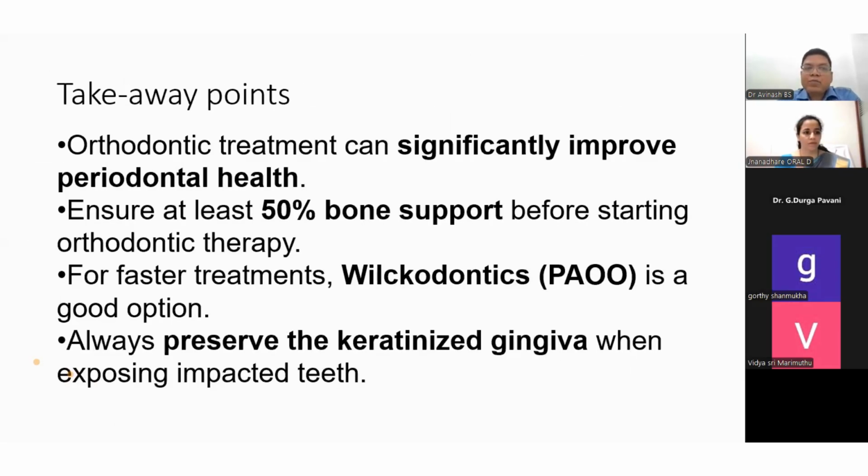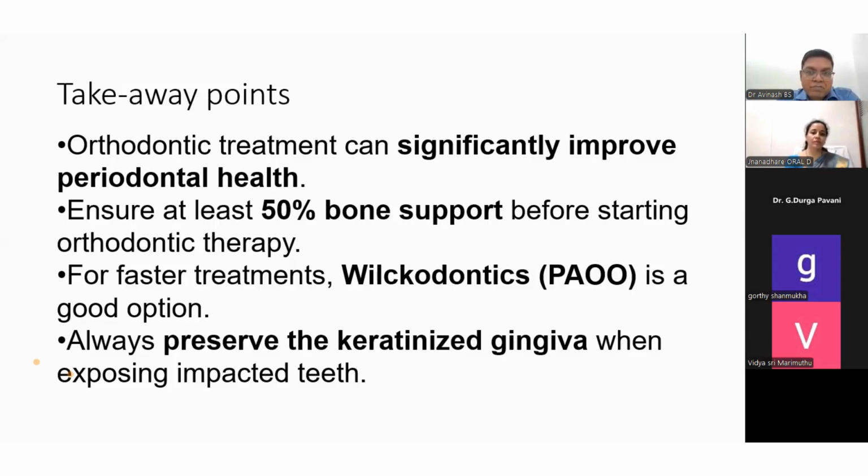The key takeaway points in this section are: orthodontic treatment can significantly improve periodontal health. Okay, and one more point you need to remember is there should be at least 50% of bone support present periodontally, and the periodontal condition has to be stable before starting the orthodontic treatment. If the bone loss is more than 50%, then don't attempt any orthodontic treatment. That may lead to tooth loss. Okay, so this point is very important.